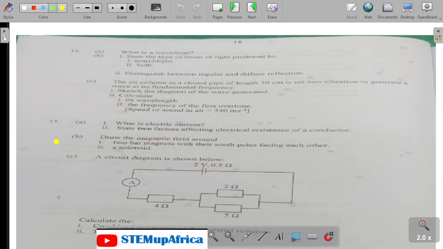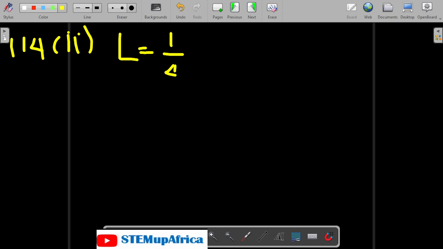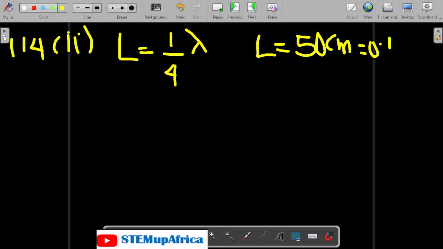So let's look at 14C, Roman figure 2. Calculate its wavelength and the frequency of the first overtone. Now for a closed pipe, we have 1/4 of a vibration, so the length is 1/4 lambda. They gave us the length as 50 cm, which is 0.5 meters. So always convert from centimeter to meter. Physics does not recognize cm. The only unit they recognize is meter.